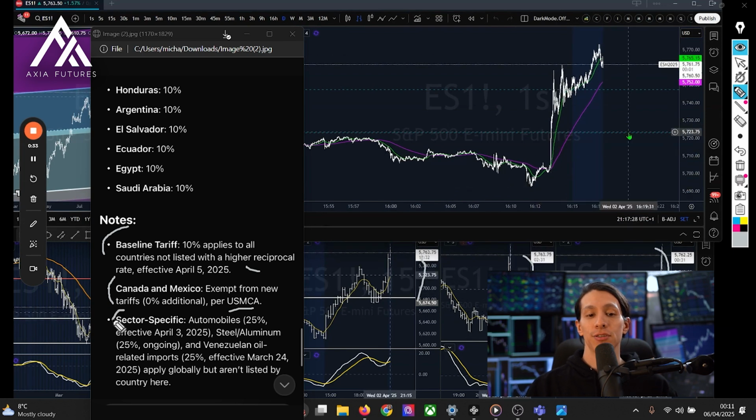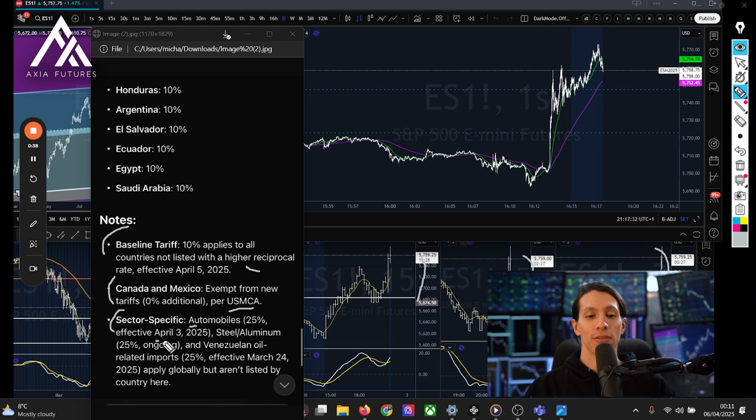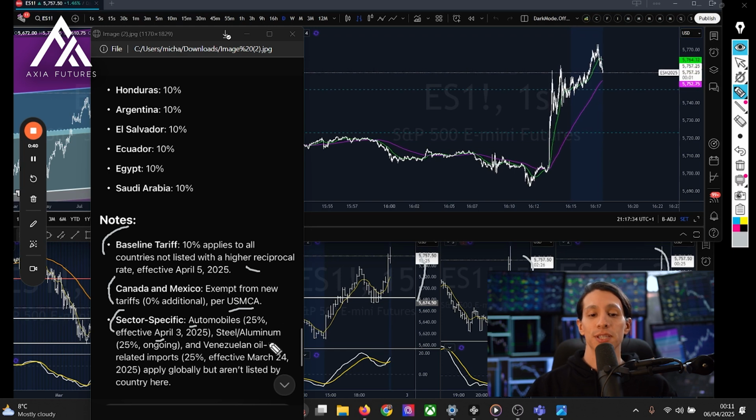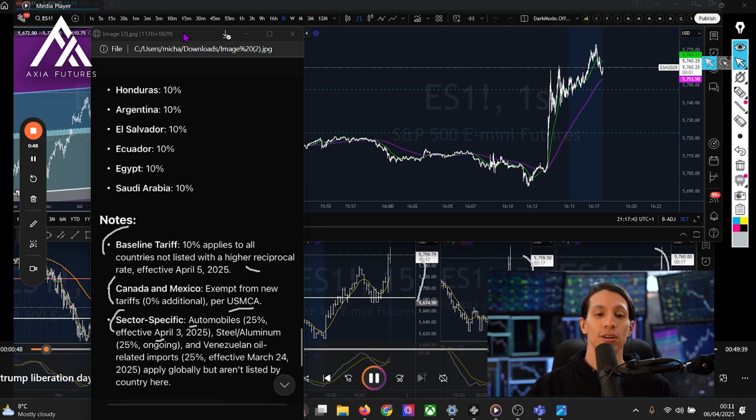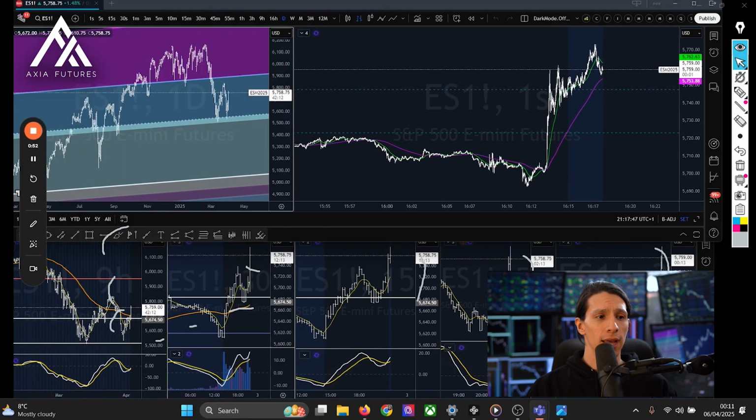And then the sector-specific announcement with automobiles being tariffed at 25% starting on the 3rd, the following day after, with steel and aluminum at 25% ongoing, and Venezuelan oil-related imports at 25%, of course, related to the factor of geopolitical elements there, with Venezuela being an adversarial entity, if you will.